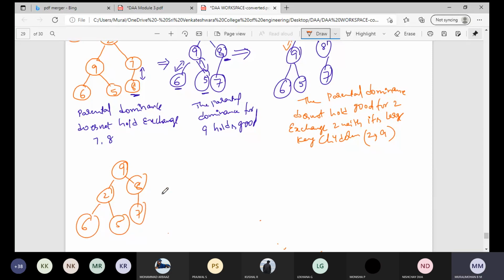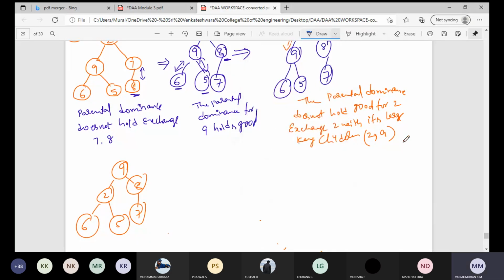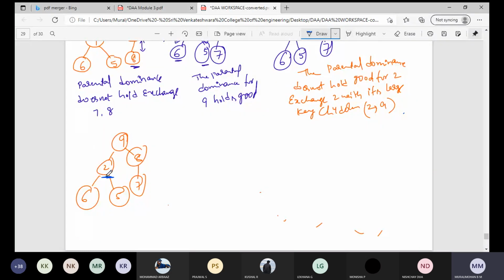Now it is finished. Again, you check this tree. Here it is not holding. Again, it is not holding here, right? Again, it is not holding good here. Is it not? Can you respond, please? Yes, sir. Again, the parental dominance for 2 does not hold. Wait, the parental dominance for 2 does not hold good.